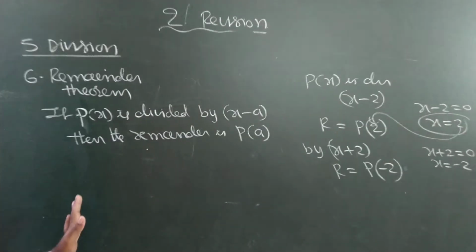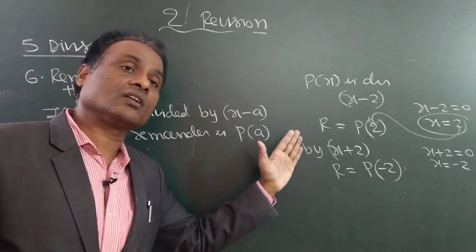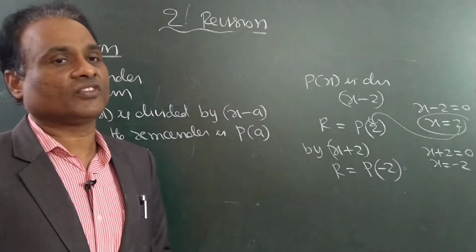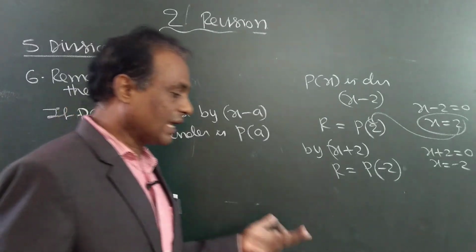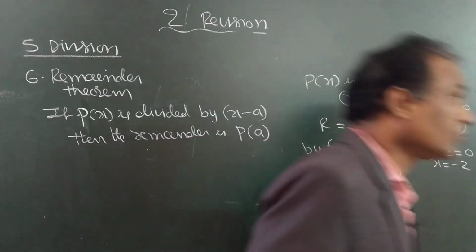This is very, very important, and we can find the remainder without actual division. But it should be divided by a first degree term only. Like this, we solved many problems.